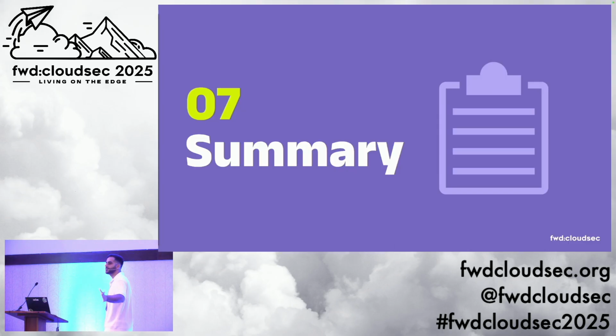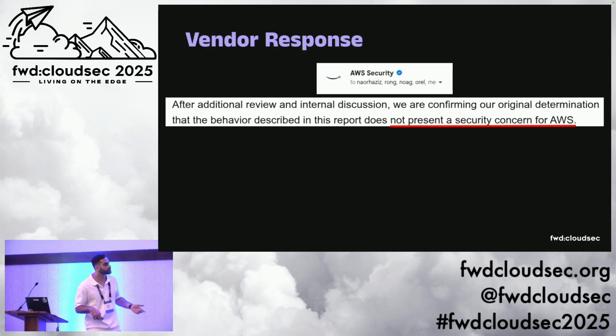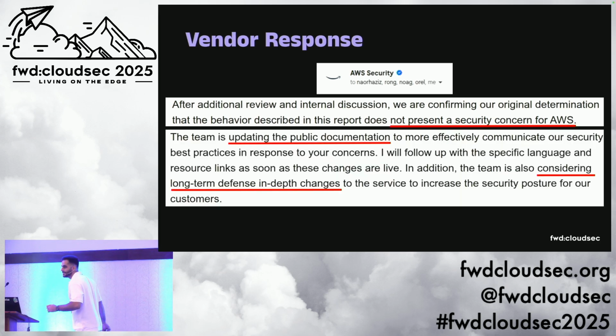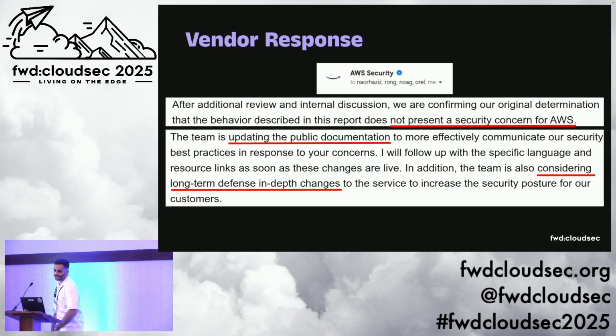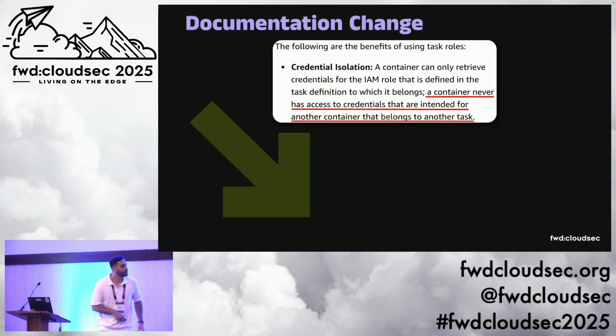So, to summarize this talk, what was going on? I went to AWS, and I sent a mail about the vulnerability itself. AWS says that it doesn't present a security concern for AWS. This was their final ruling. Another thing they say is that they are going to update public documentation and consider long-term defense-in-depth changes, which means that we are safe.